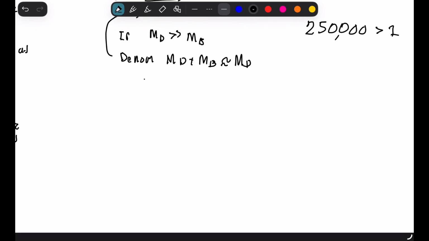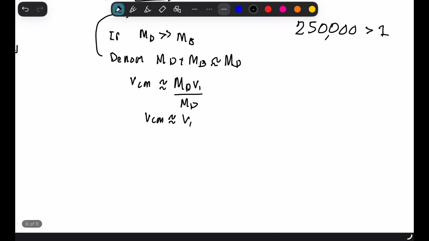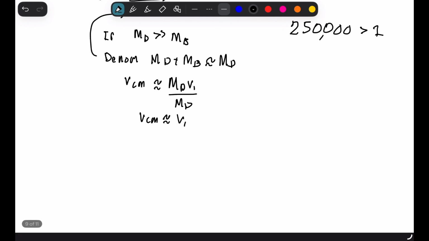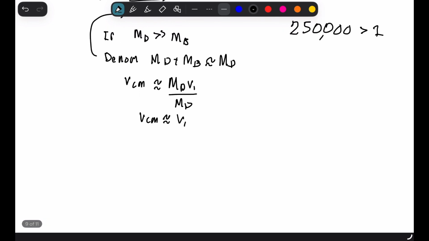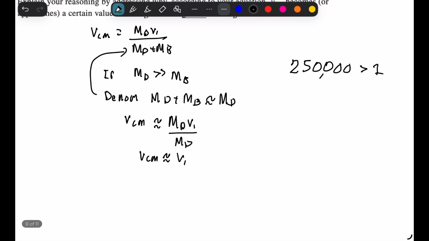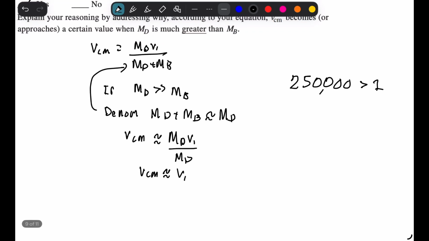And that means that we can see that the V center of mass equation is approximately going to become MdV1 over MD, right? So V center of mass would be approximately equal to V1, which matches the reasoning we had from part C1. And this is that limiting case that we have. So the disk's mass is much larger, and the small block's mass hardly changes the denominator, so the center of mass speed is going to approach the disk's initial speed.